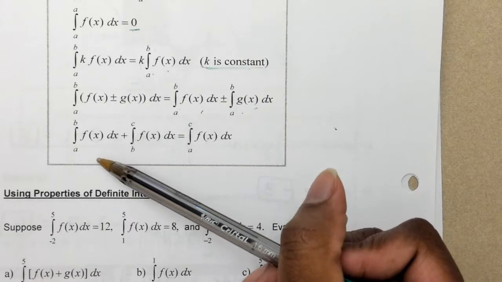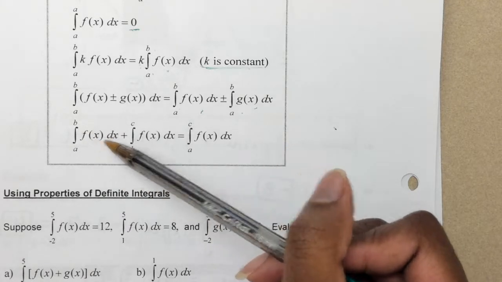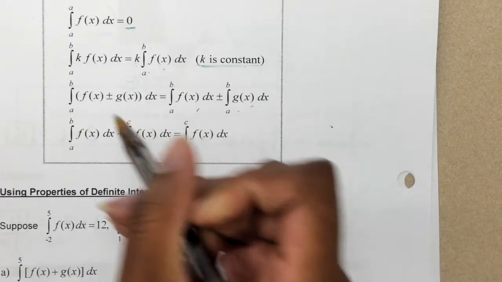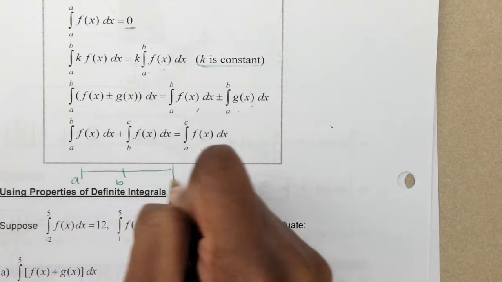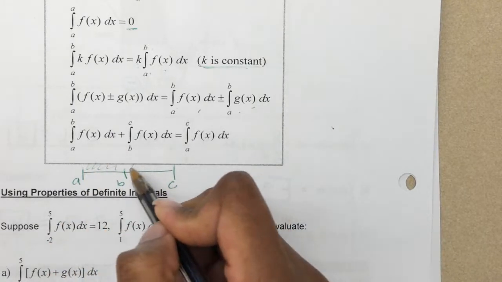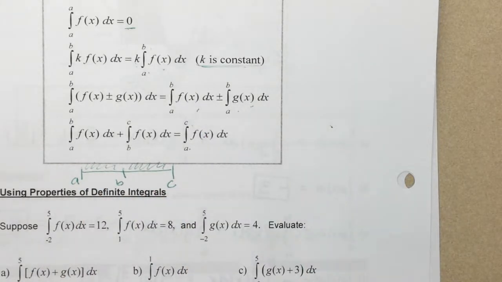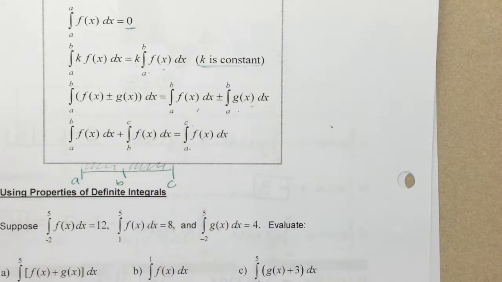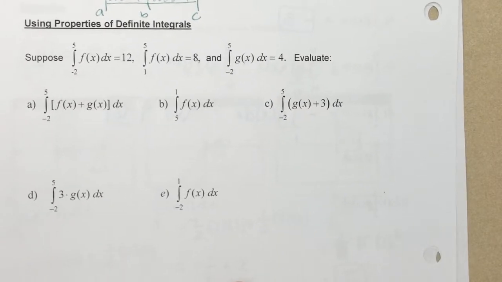My last property is, if I have an integral from a to b of one function plus the integral from b to c of that same function, then on a number line, if this is a, this is b, and this is c, the integral from here to here plus the integral from here to here is really the integral from a to c, the whole line. So let's use those properties down below.